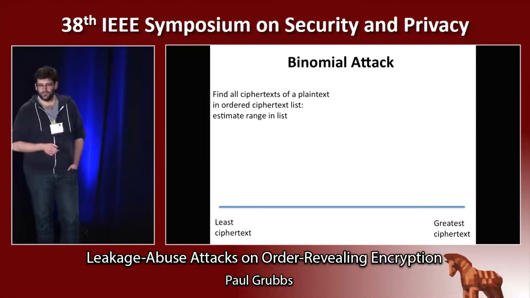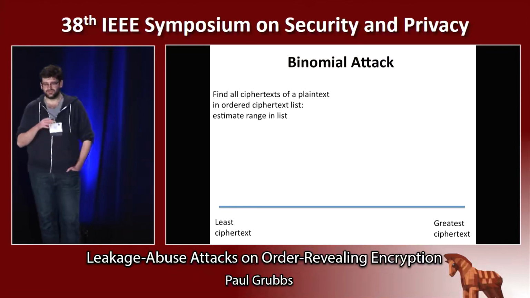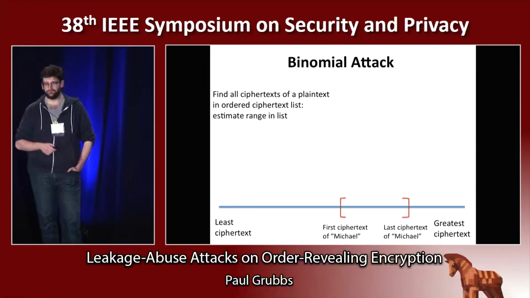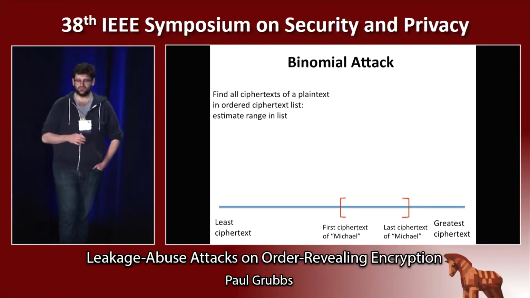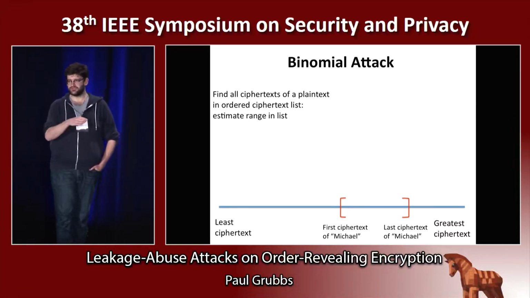So we're going to use this intuition to build our attack. At a high level, our attack basically just tries to locate the range of ciphertext that all correspond to some given plaintext value. For example, if we want to recover Michael, we just need to find the first ciphertext of Michael and the number of Michaels in the database. And we can find the range just by taking the first value and adding the number of things, and this gives us a lower and upper bound.